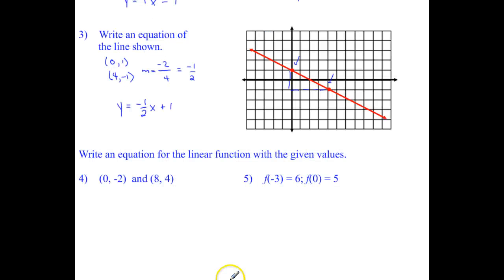Okay, our fourth and fifth example, they do not give us a visual of the graph, but they do give us points. So I should be able to mathematically figure out what my slope is by subtracting my y-coordinates, negative 2 minus 4, and putting that over the difference between my x-coordinates, 0 minus 8. I'm going to get a negative 6 over a negative 8. I always want to reduce my slope because it's going to make my life easier. I'm going to get 3/4 as my slope.